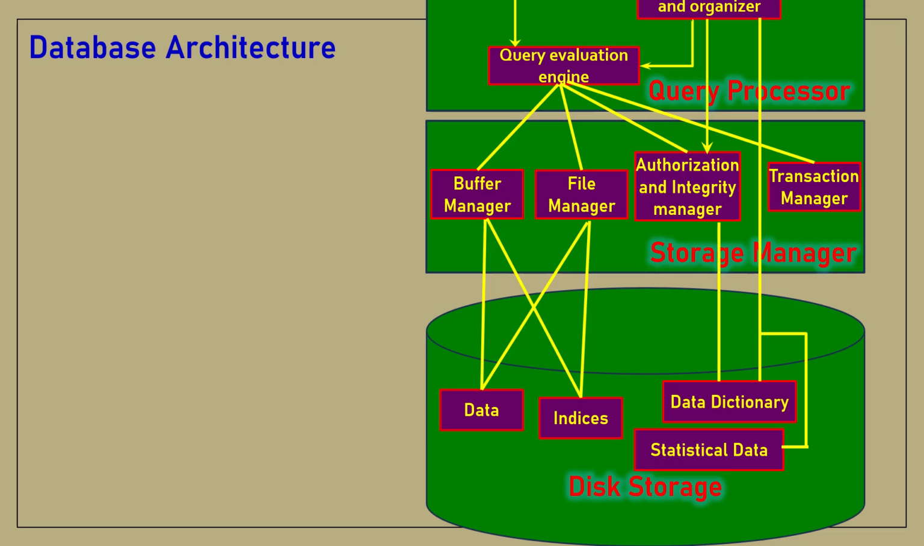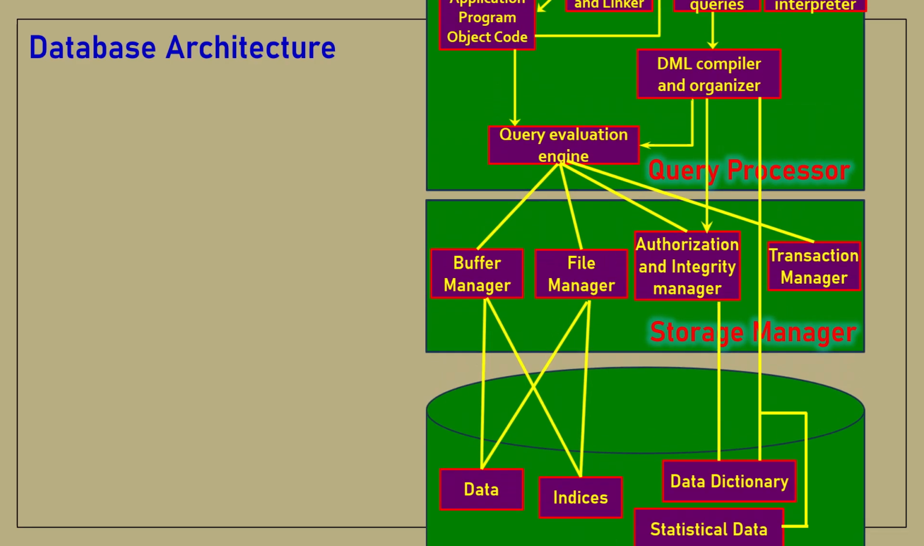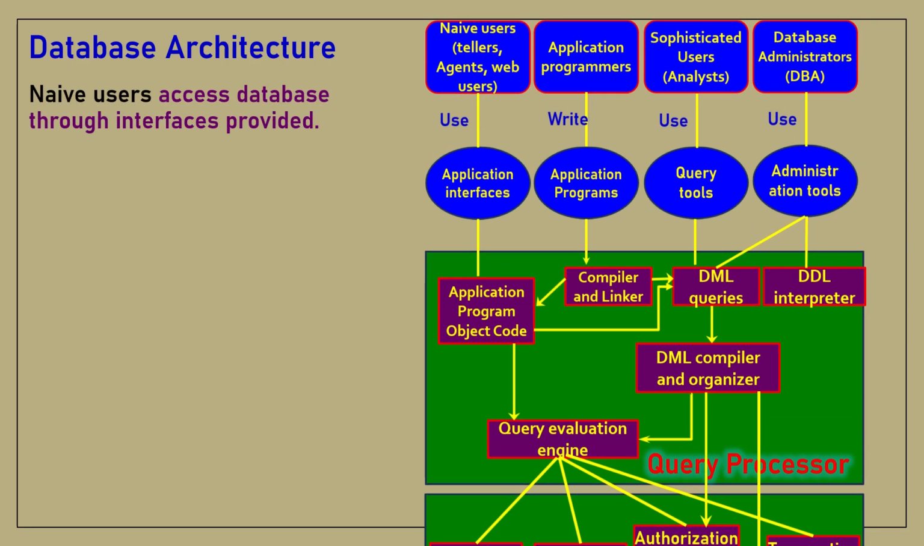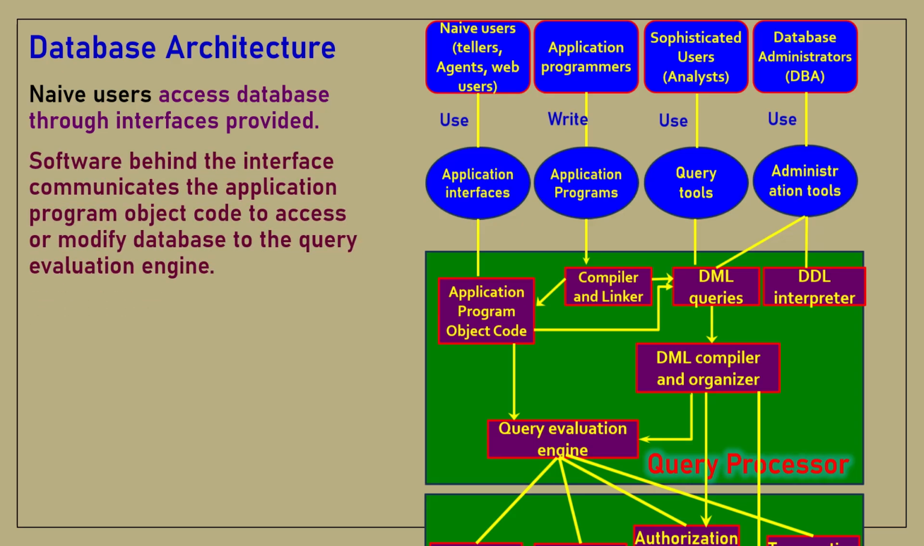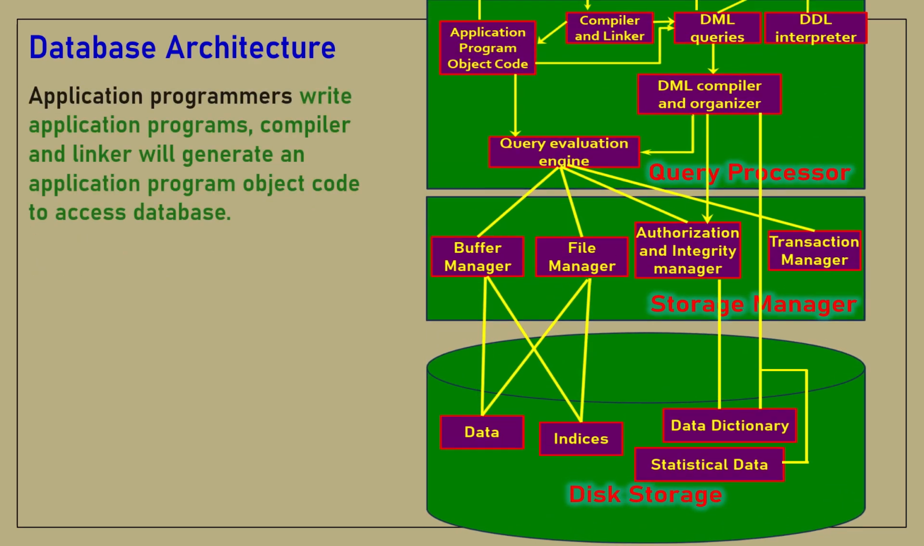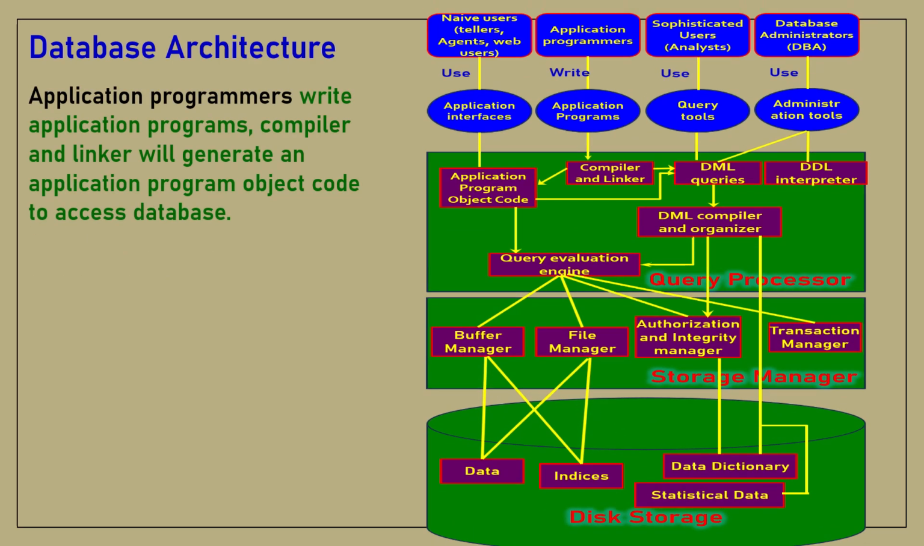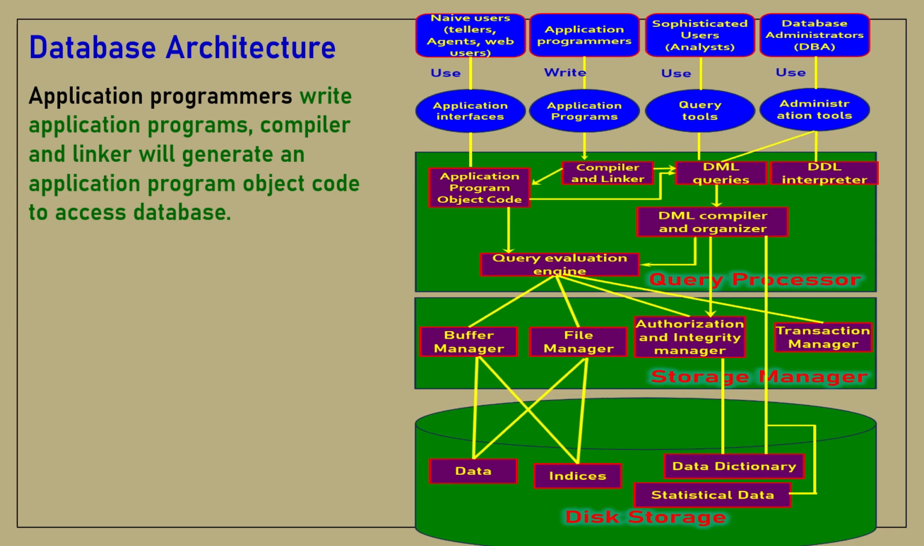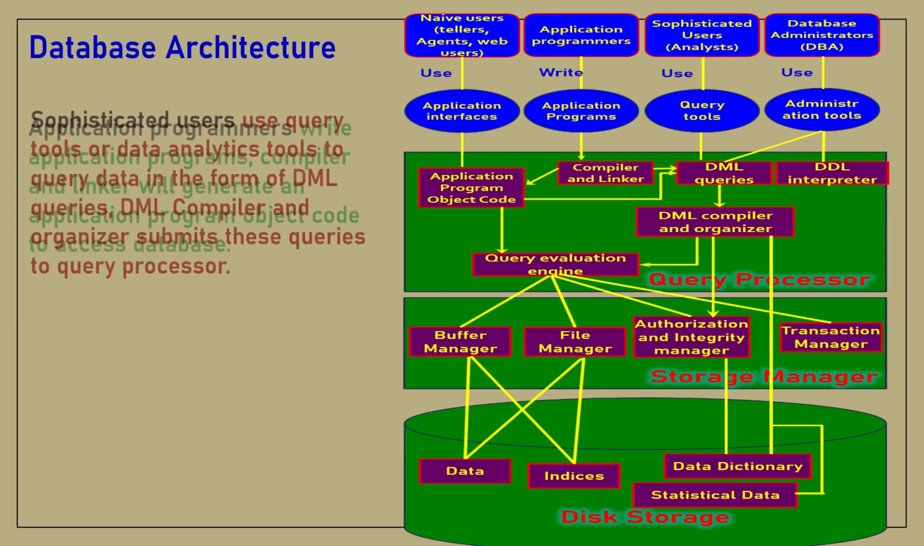Till now we have studied different components of database architecture. Now let us look into an overview of the complete database structure. Naive users access the database through interfaces provided. The interface communicates the application program object code to access or modify the database to the query evaluation engine. Application programmers write application programs. The compiler and linker will generate an application program object code to access the database.